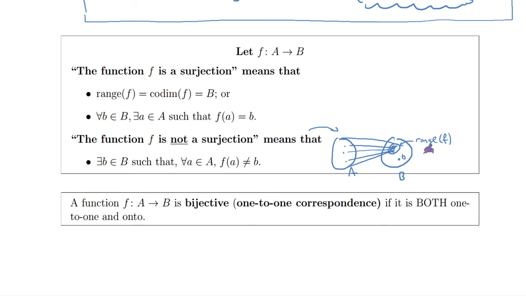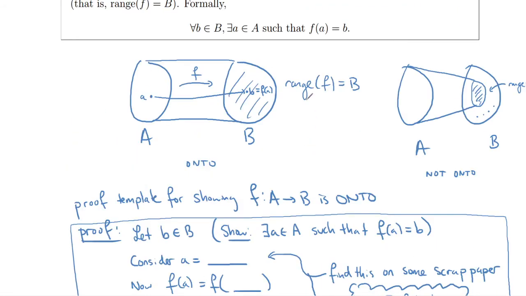Of f. So you see that the range is not all of the codomain because there's something in the codomain that's not actually hit. So this would be an example of a function that is not a surjection. Now, if it is a surjection, you won't have this. You'll actually have that this inner circle is all of B, which is the first picture that I drew up here. So everything is hit.